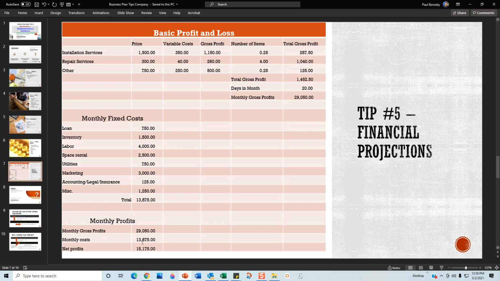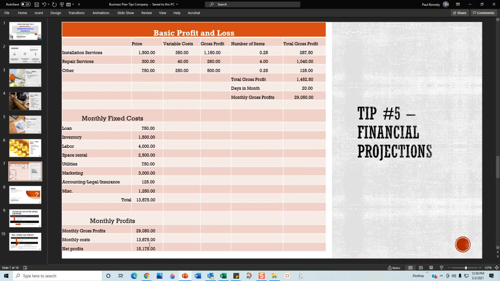You'll pull it from right here to right there. Subtract your costs from your profits, and you will have your net profits. Our net profits for this particular example, $15,175 for the month. Once we're done with that, if we like these profits, we're good to go.